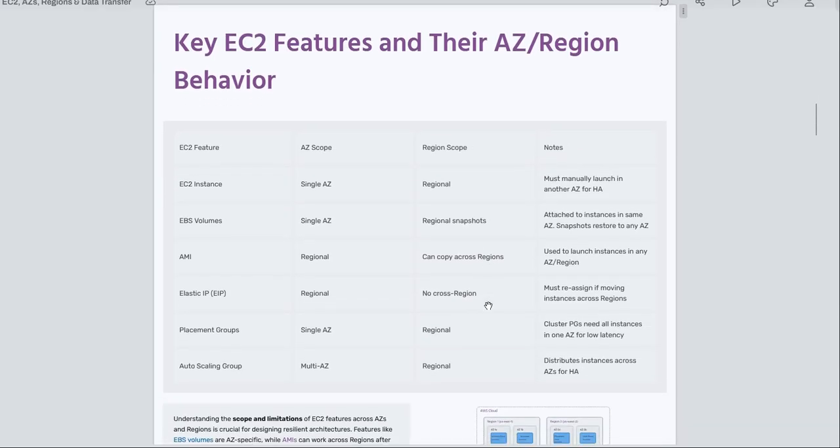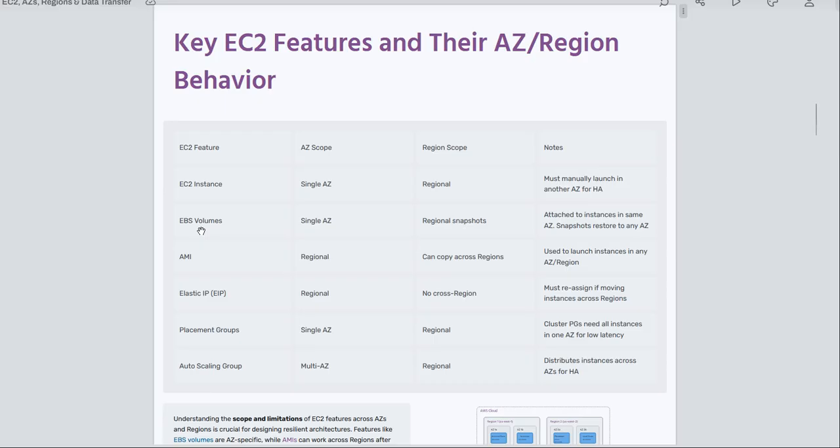All right, let's go quickly through key EC2 features and their availability zone and region behavior. The columns are EC2 feature, availability zone scope, region scope, and some notes. For the EC2 instance, a single EC2 virtual server, the scope is a single availability zone. Its region scope is within a region, and you must manually launch in another availability zone for high availability. If it's only in one availability zone, there is a risk of failure, right?